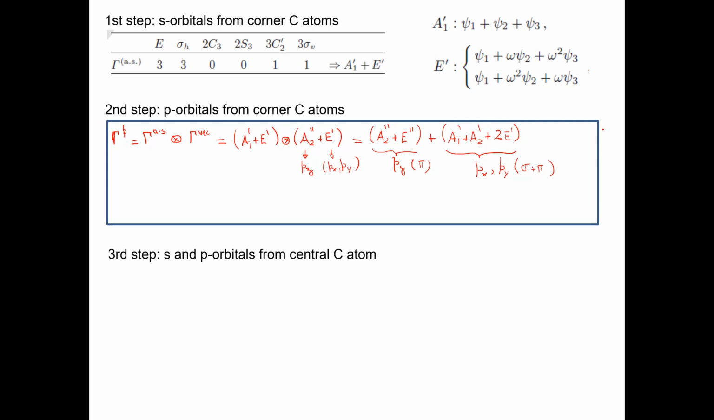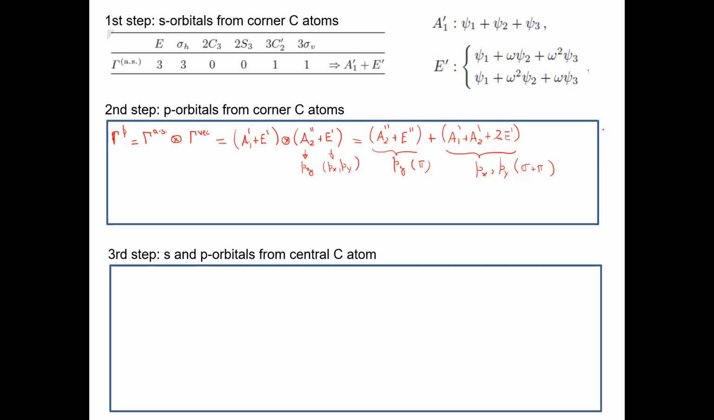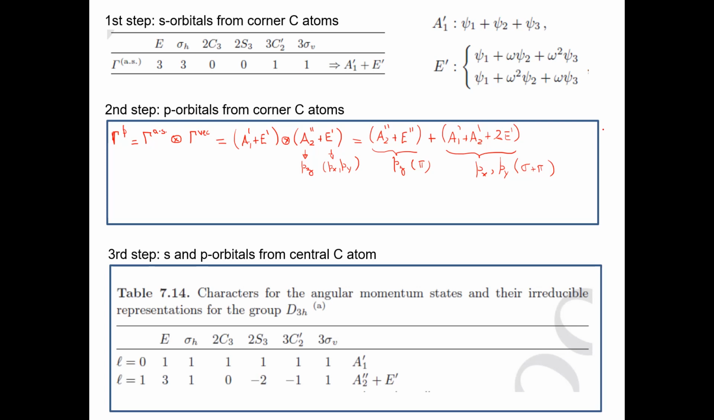Now the third step is to consider the s and p orbitals from the central carbon atom, and how I can make bonds to the corner carbon atoms. So for the central carbon atom, once again, I have to see under the D3H crystal field how the S and P states decompose. So this is the result.